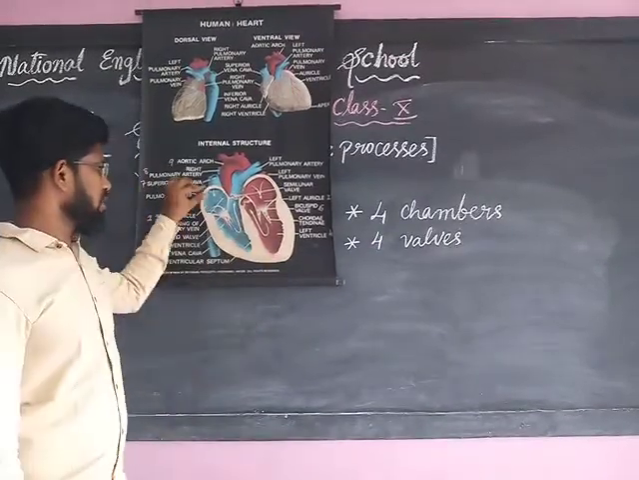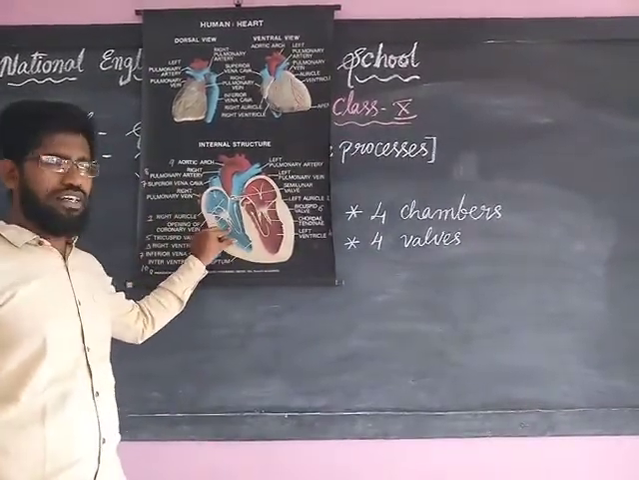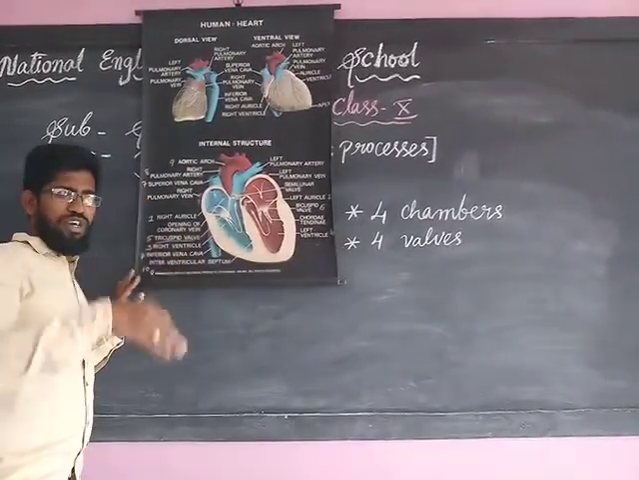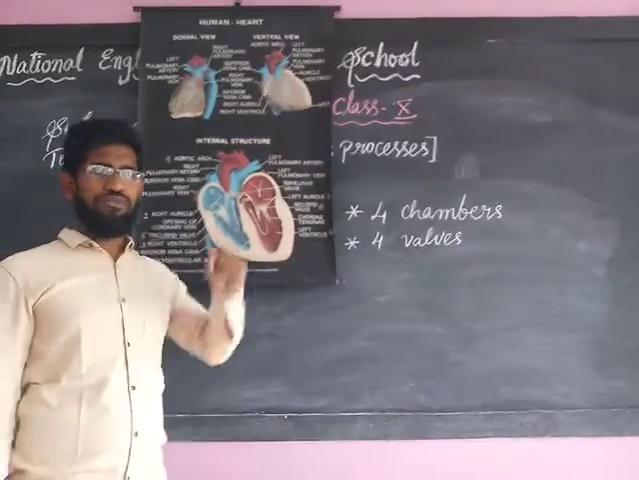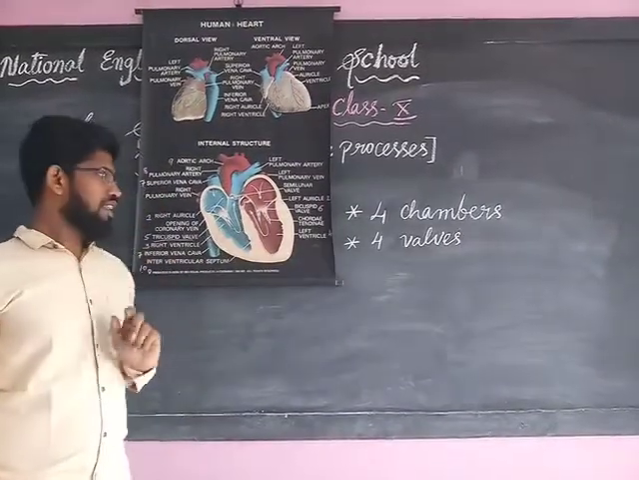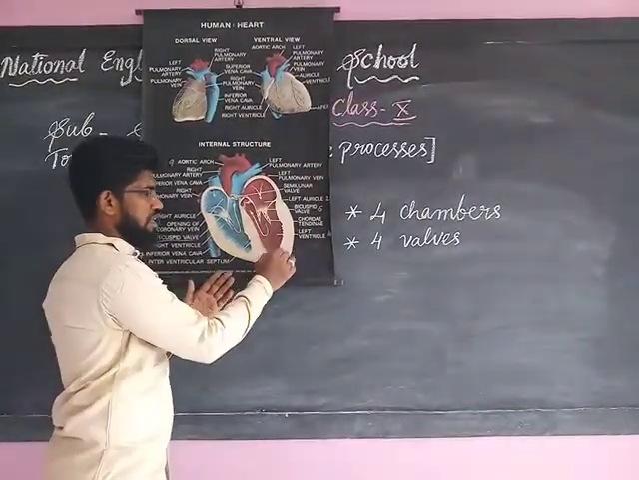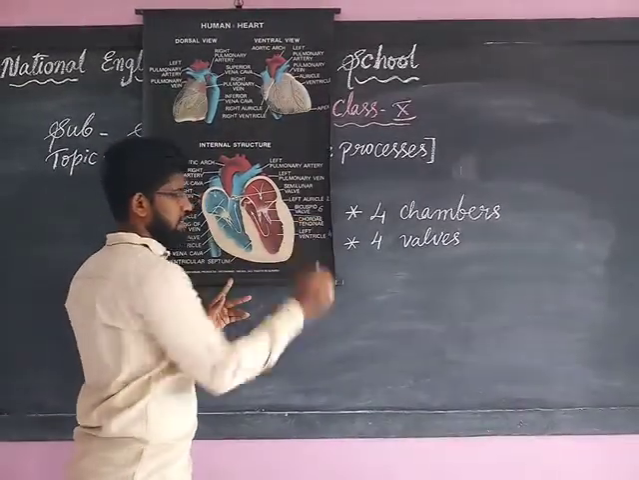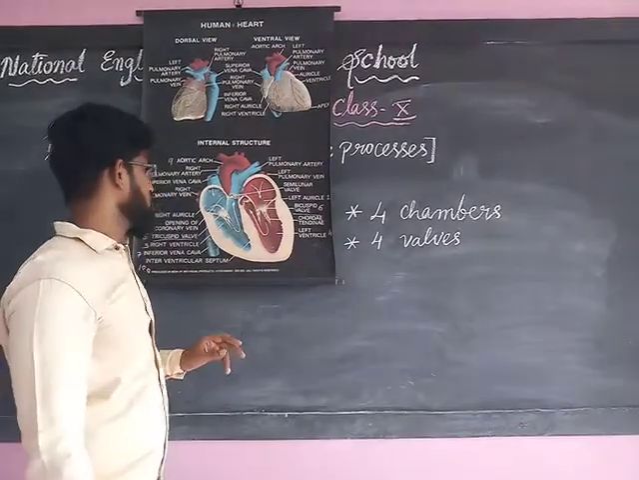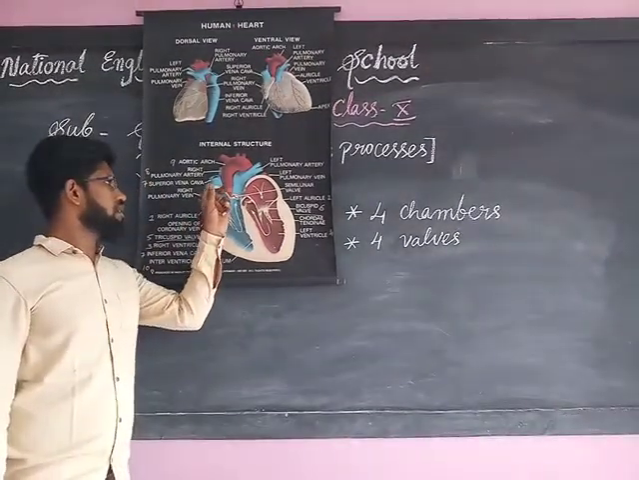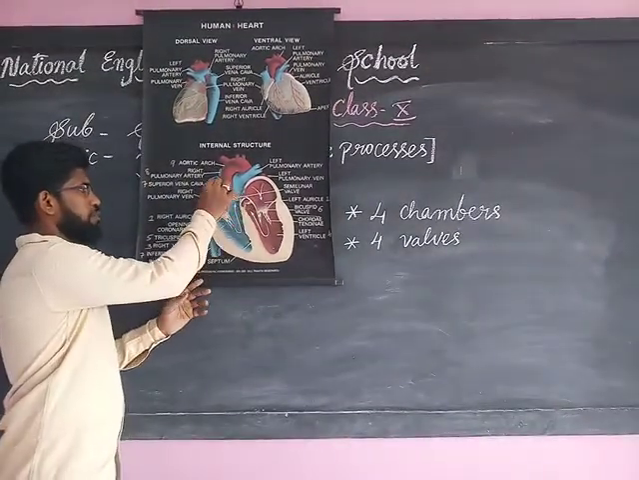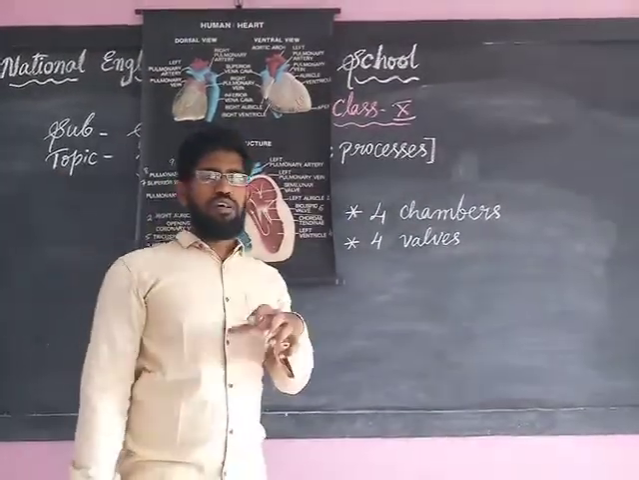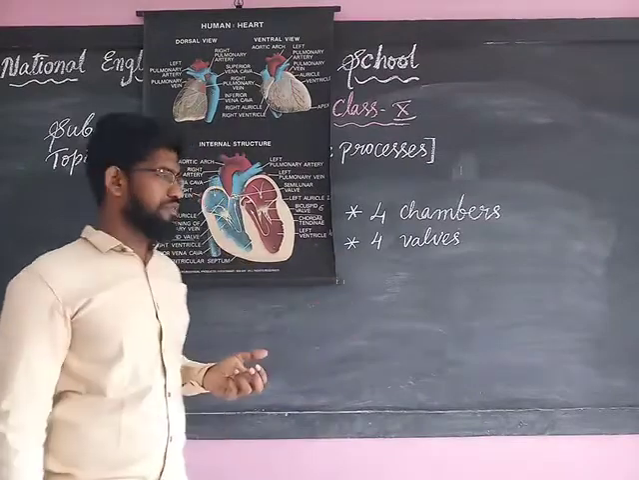In between the right atrium and the right ventricle, there is a tricuspid valve. It is a one-way valve which ensures the supply of blood from atrium to ventricle. Like this, in between the left atrium and left ventricle also, a one-way valve is present, called the bicuspid valve. Understood? Then we can see the superior vena cava and inferior vena cava, which bring the impure blood to the heart from the body.